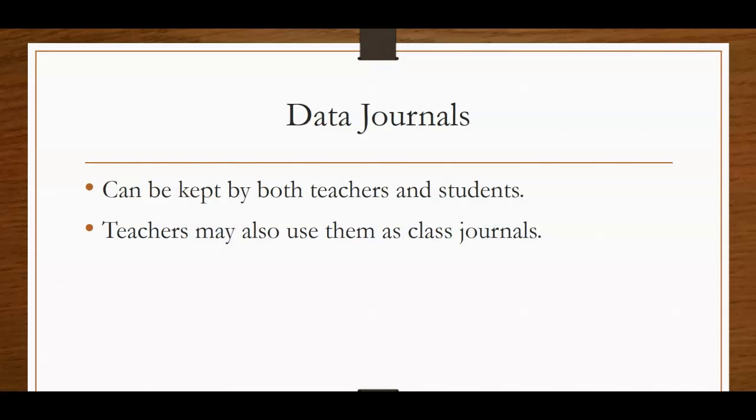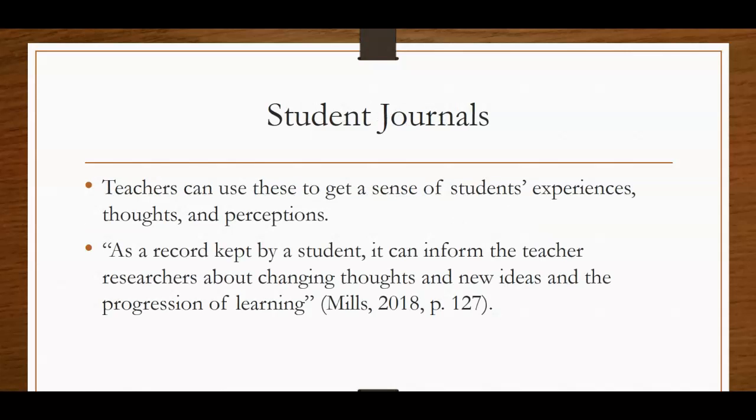Journals in action research are referred to as data journals. They can be kept by both teachers and students, and teachers may also use them as class journals. For the student journals, teachers can use these to get a sense of students' experiences, thoughts, and perceptions. I provided a quote from the Mills chapter: as a record kept by a student, it can inform the teacher researcher about changing thoughts and new ideas and the progression of learning.